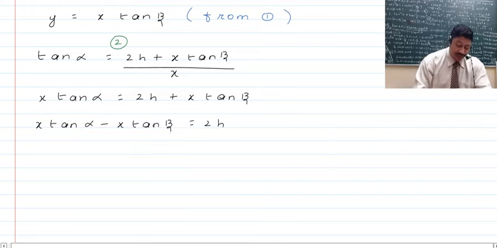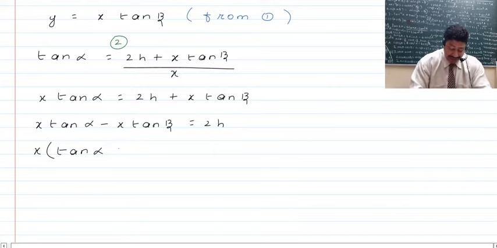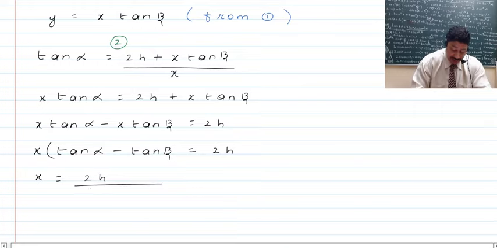So all the terms with X are on one side. Now our task is to make X the subject of the equation. As such, we will take X to be common outside. We have X times tan alpha minus tan beta, which becomes equal to 2h, and further X will thus become equal to 2h, which is going to be divided by tan alpha minus tan beta, right?